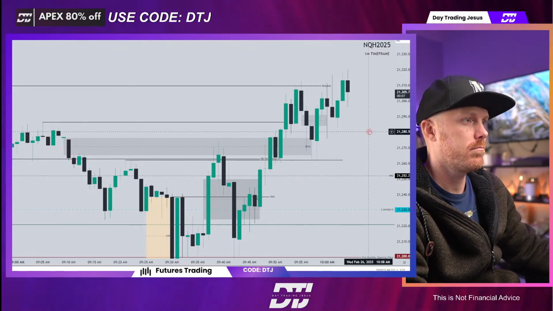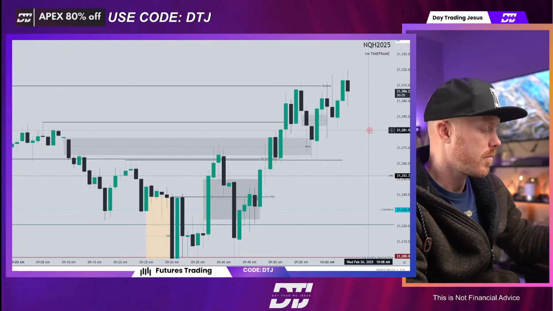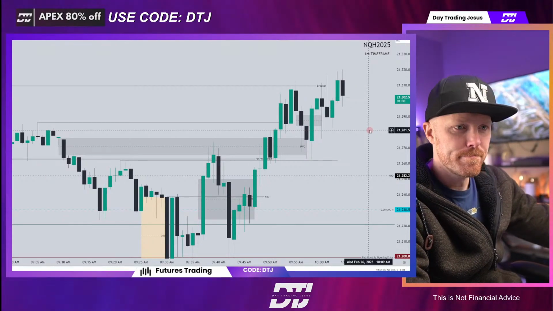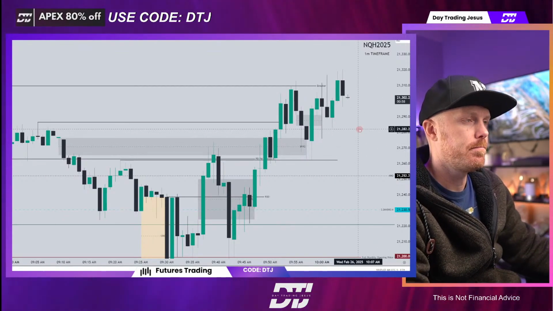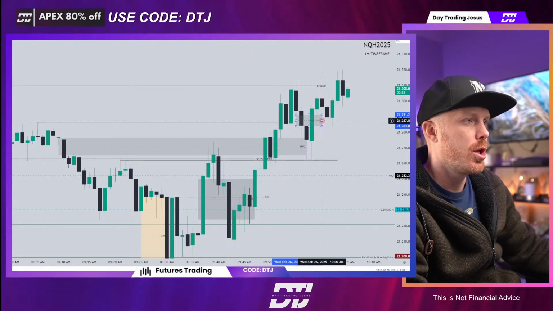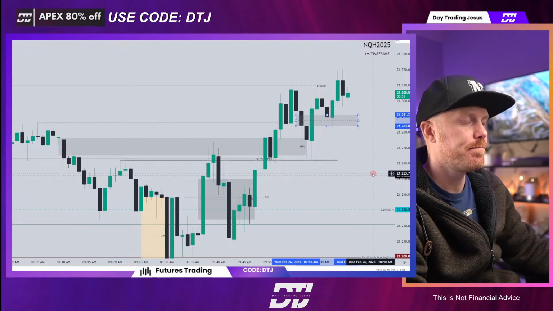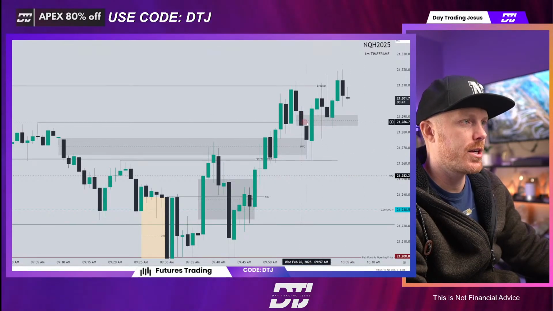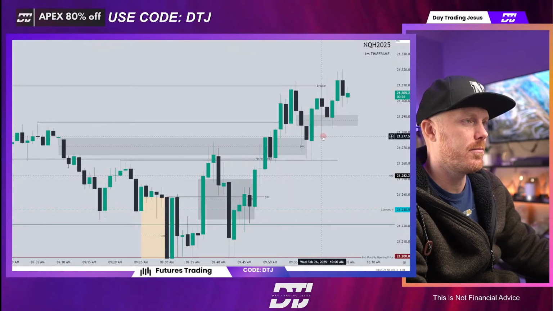Just extremely irritated. This trade still is valid. That trade actually played out. But this candle here flashed down to my stop loss I had sitting down here and stopped me out.